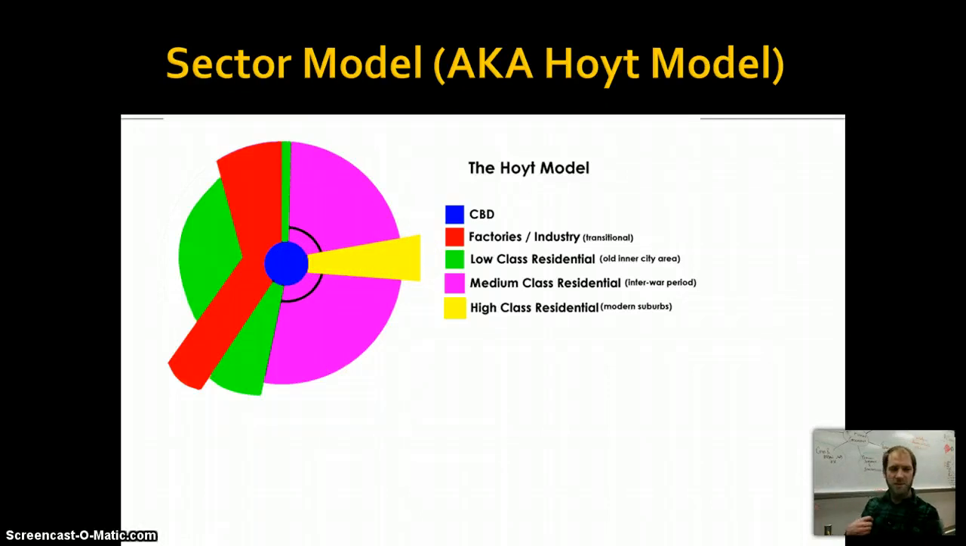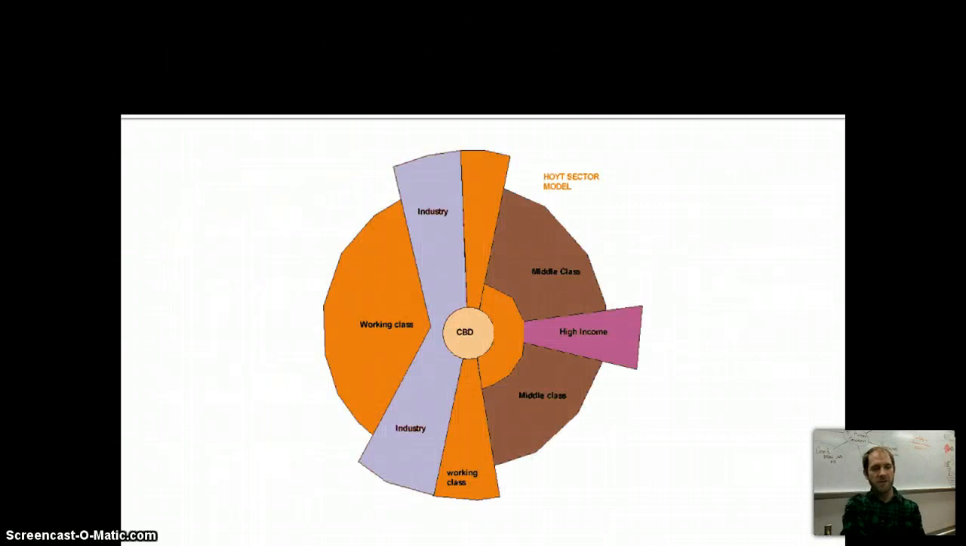Today, think of it more as the modern suburb. The Hoyt model is a little bit newer than the Burgess model. This one's in the 1930s. But another way of looking at the Hoyt model is to look at it this way, just as I was saying here: central business district, right, in the middle, industry and transportation over here, the working class with the lower income housing right around downtown, middle class, and the high income folks on the other side.